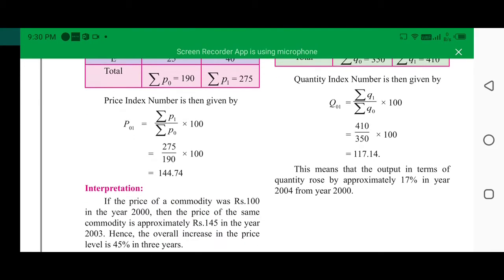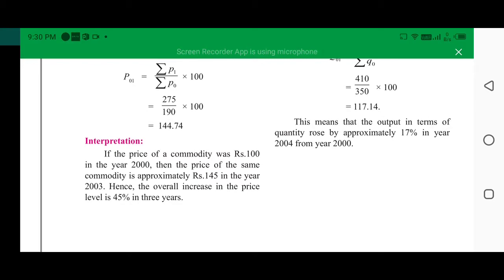Okay, interpretation. If the price of the commodity was 100 in 2000, then the price of the same commodity is approximately 145 in 2003. Hence the overall increase in the price level is 45% in the 3 years. Okay, this is the interpretation.